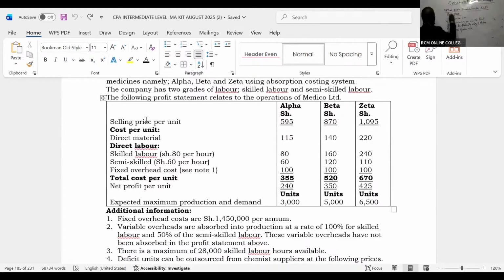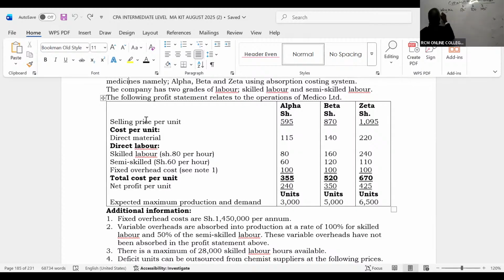I love this so much. Very easy. So we have selling price. So the selling price for A, B, and Z. Selling price for A, I can see 595. For B, I can see 870. For Z, I can see 1095.